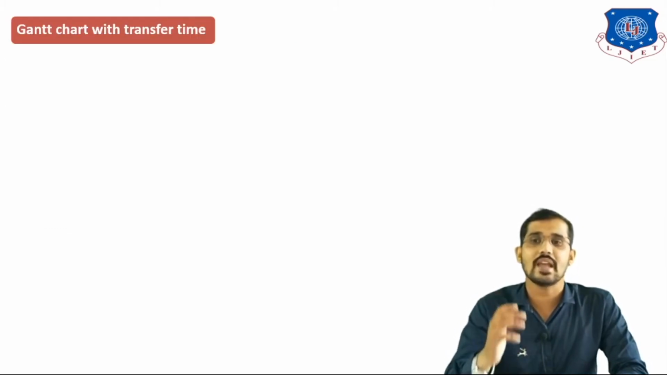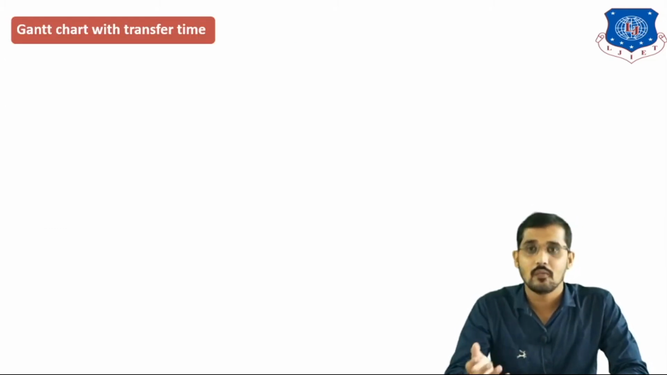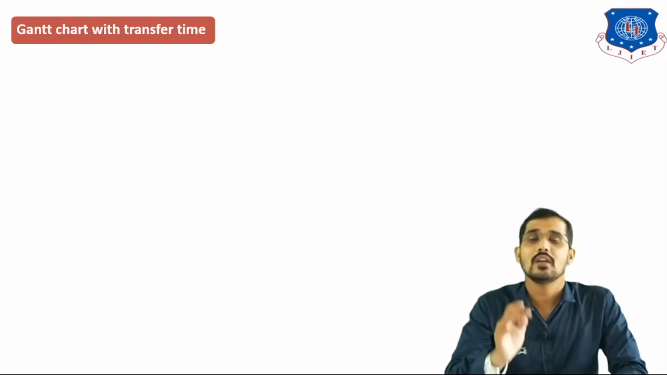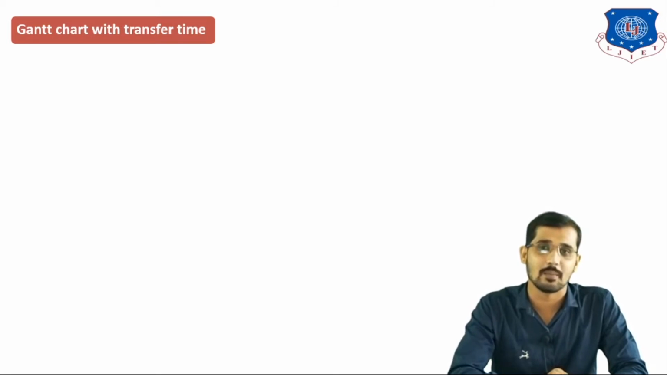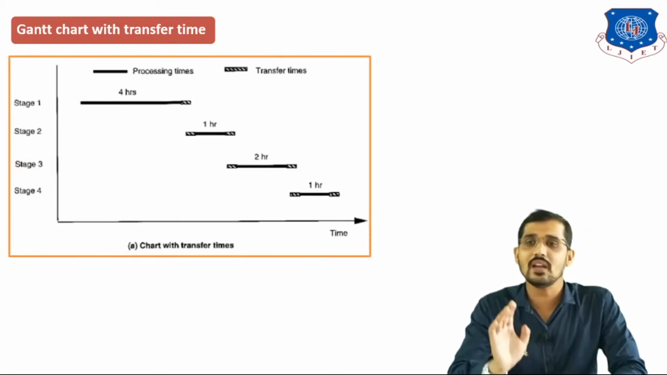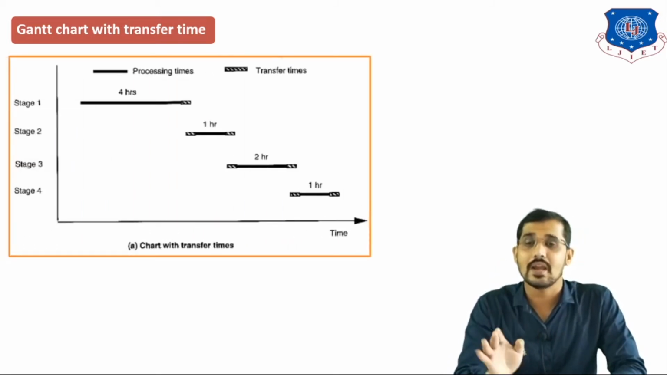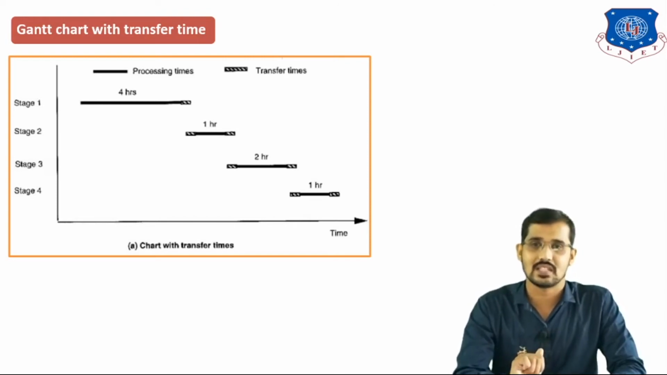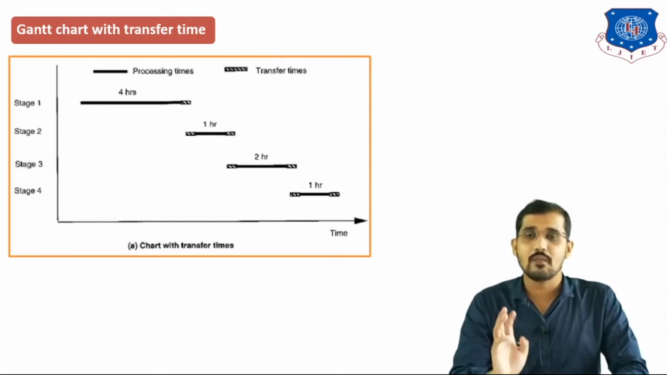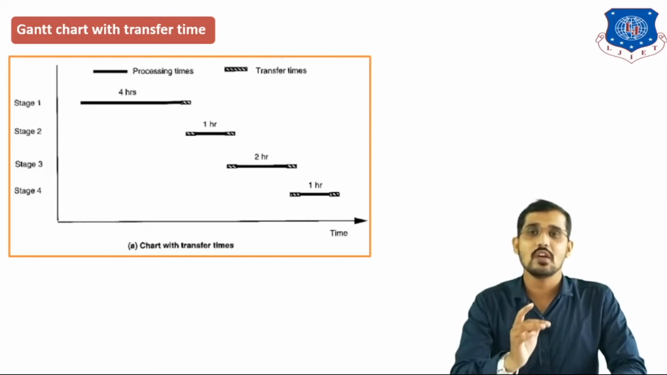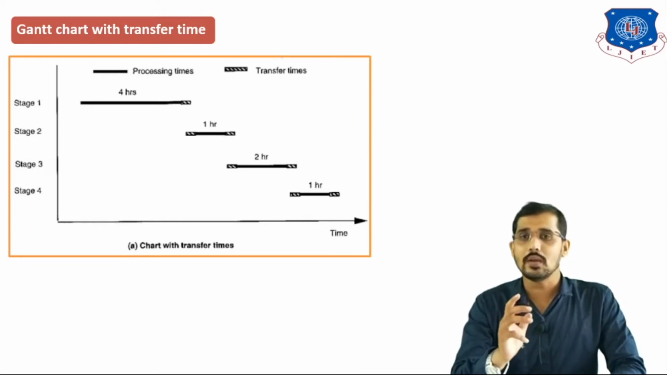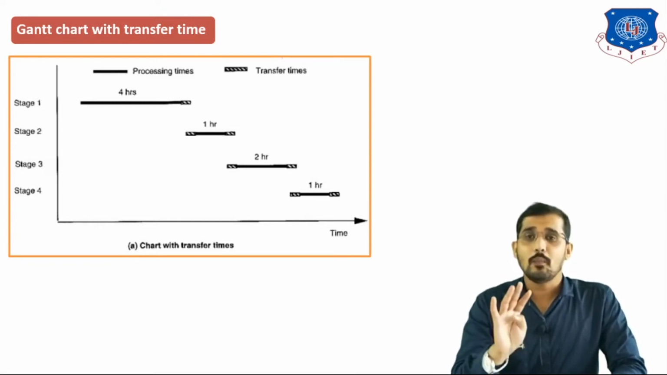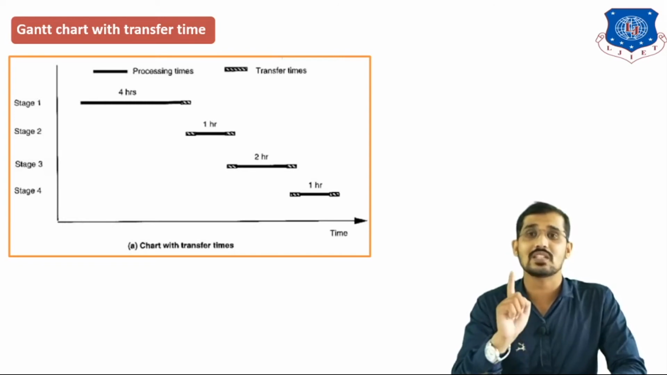Now we will see the Gantt chart with transfer time for the manufacturing of the single product. For that purpose, I will draw number of stages versus processing time. So you can see here, I have drawn number of stages on the y-axis and processing time on the x-axis. So we have here 4 equipment. First one is the reactor, second one is the mixing tank, third one is a centrifuge, followed by tray dryer. So I told you for the reactor, the processing time is 4 hours. So I will represent here 4 hours for stage 1.